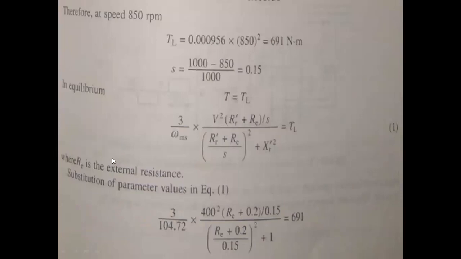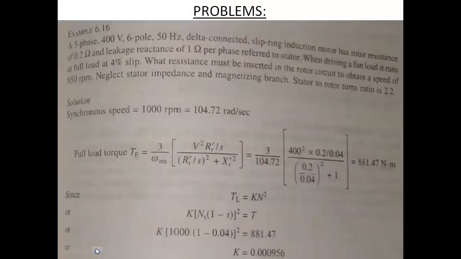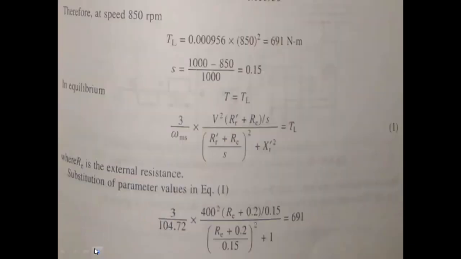Okay, so first we have to calculate the torque at 850 rpm. We know that T_L is equal to K into N square. So here we are taking 850 square. T_L is equal to 0.000956 into N square, where N is 850. So 850 square gives 691 newton meters.